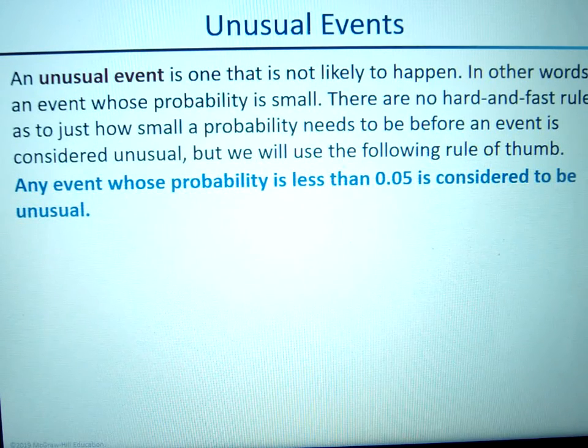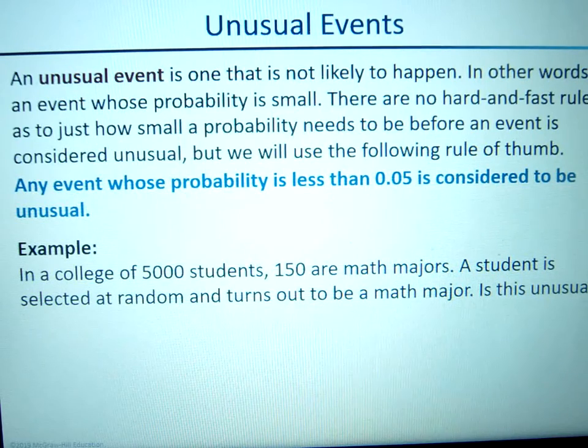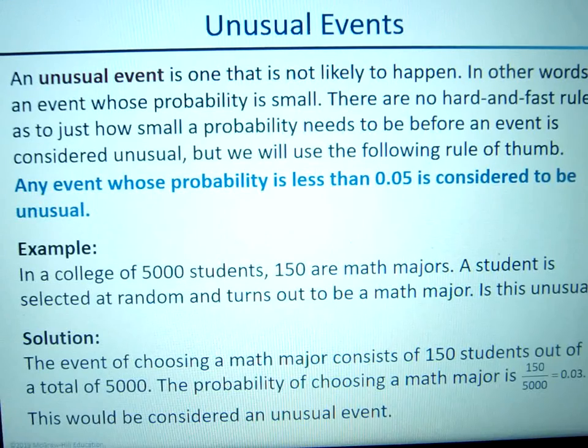So here's a sample example. In a college of 5,000 students, there are only 150 math majors. A student is selected at random, turns out to be a math major. Is this unusual? We would look at our probability would be 150 over 5,000, which is actually 0.03. That is less than my 0.05, so I would consider this to be an unusual event.